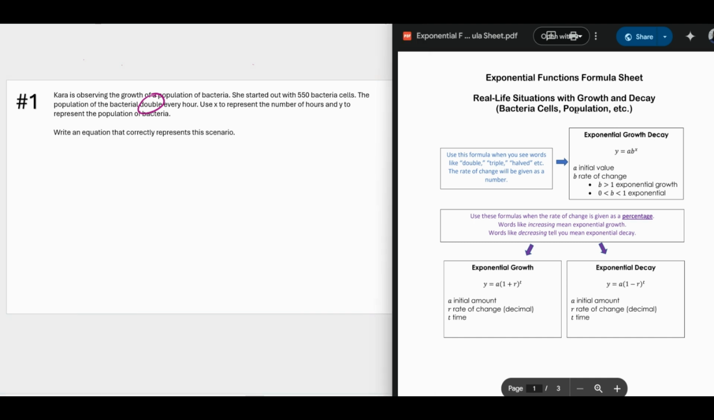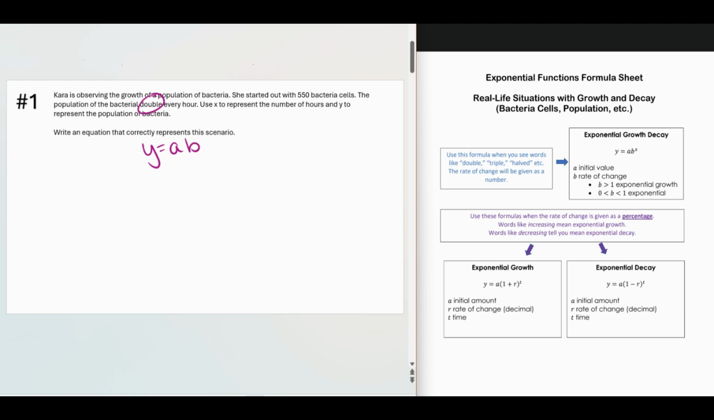So it's very important to use this exponential functions formula sheet that's linked in your resource folder. It has all the equations that we talked about in this entire unit. So notice here it says when you have words like double, triple, halved, etc., and the rate of change can be represented as a number, you want to use this exponential growth or decay formula. So we're going to use this y equals a times b to the x. So a represents the initial amount.